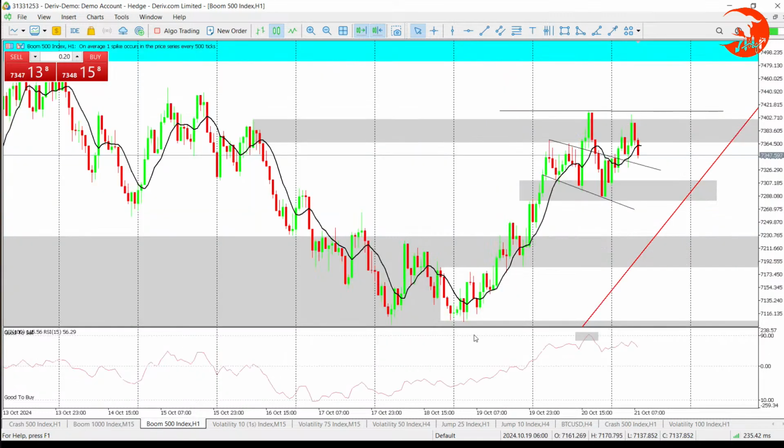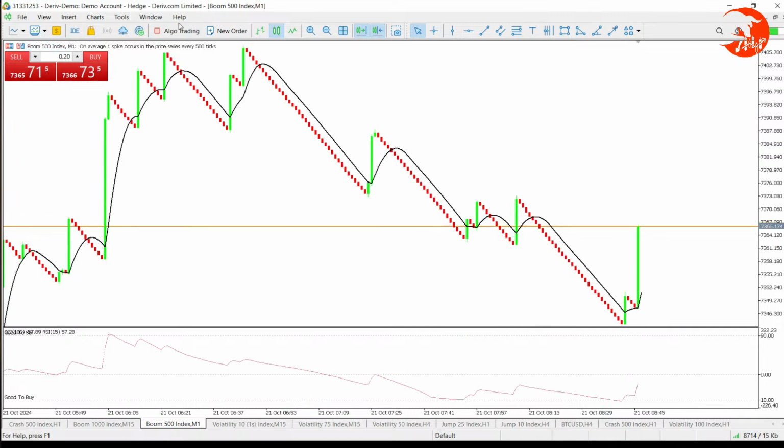Now Boom 500. We are waiting for this retest to finish. Look at that. Before I finish the word, this candle went into that. So anyone who was in for the sell, sorry, you've just made a big loss all the way from here to there. That was one single candle. Let me show it to you.